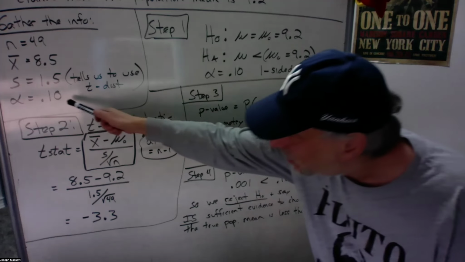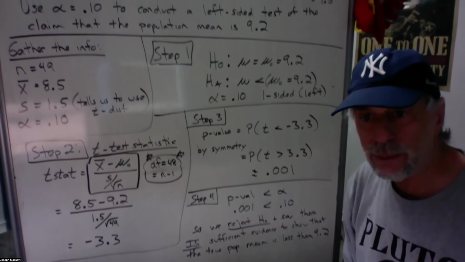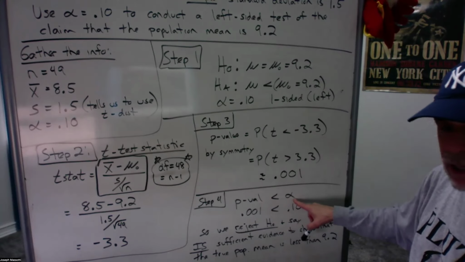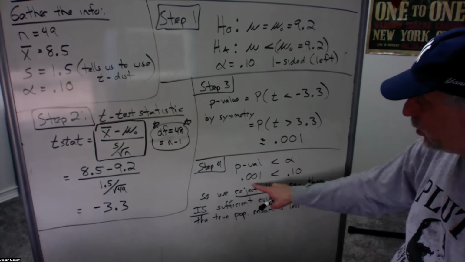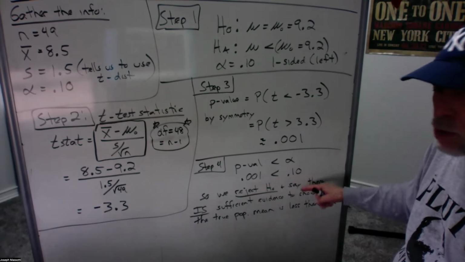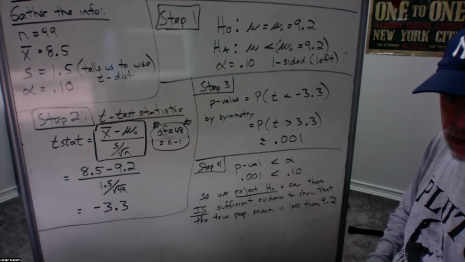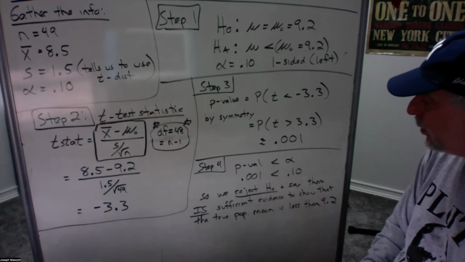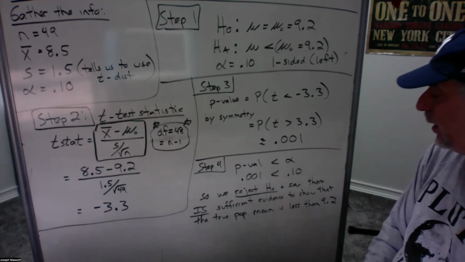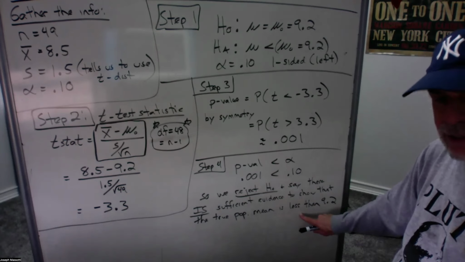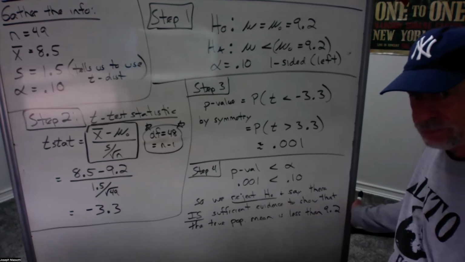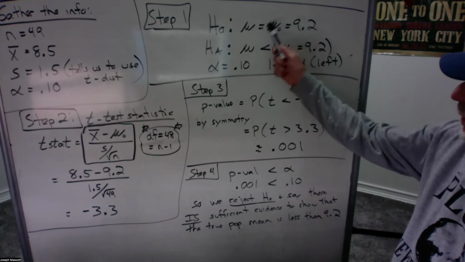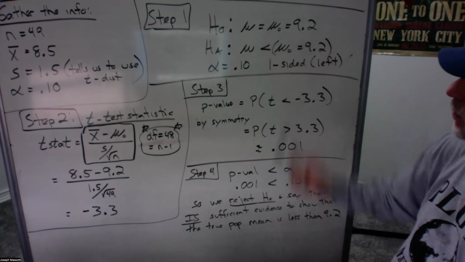Right? We have already set our alpha level to 0.10 or 10%. So that is much less. The p-value is much less than the alpha level, 0.001, much less than 0.10, or any of the usual alpha levels that we use. So remember the condition: if the p-value is less than your level of significance, you reject that null hypothesis and say there is sufficient evidence to suggest that the true population mean is less than the hypothesized value of 9.2.